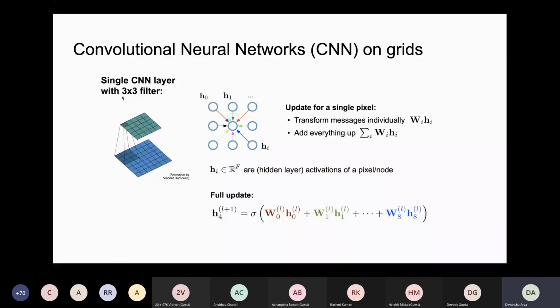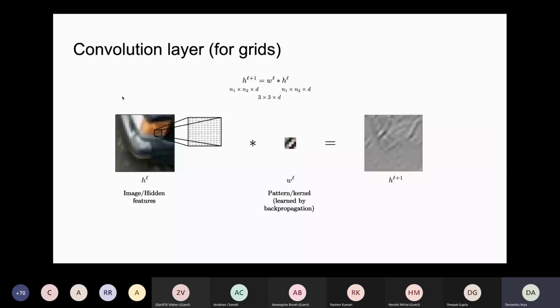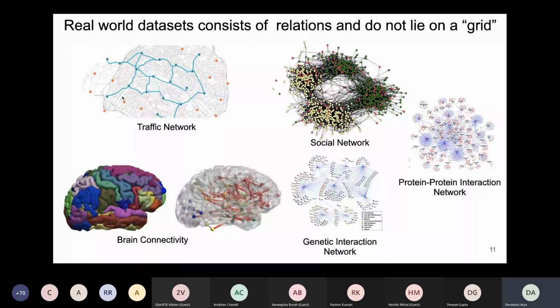All these data sets that we are talking about have these spatial relations, and they can be represented on a grid. But what if we come across data sets like these? Let's say you have a route mapping, or a traffic network, or a social network, or brain connectivity, or a protein-protein interaction network. Here, there is no notion of left, right, topmost, uppermost, rightmost, nothing, because they are just nodes which are spatially independently placed, and they have relations between them.